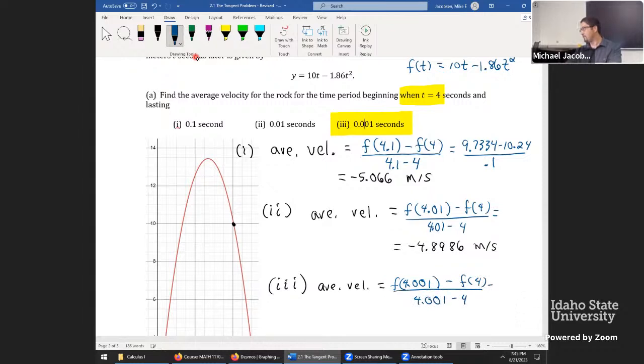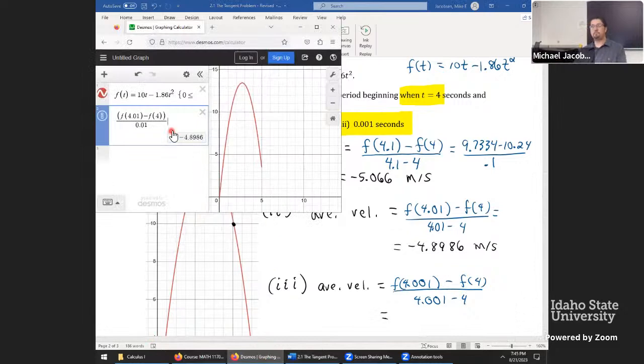4.001 minus 4. And I think I need a new line. Let me drop it below. Running this through one more time. Well, if you did it this way in part 2, it's even faster, right? Just put an extra 0 right there. Done. Extra 0 right there. Done. It matches this exactly.